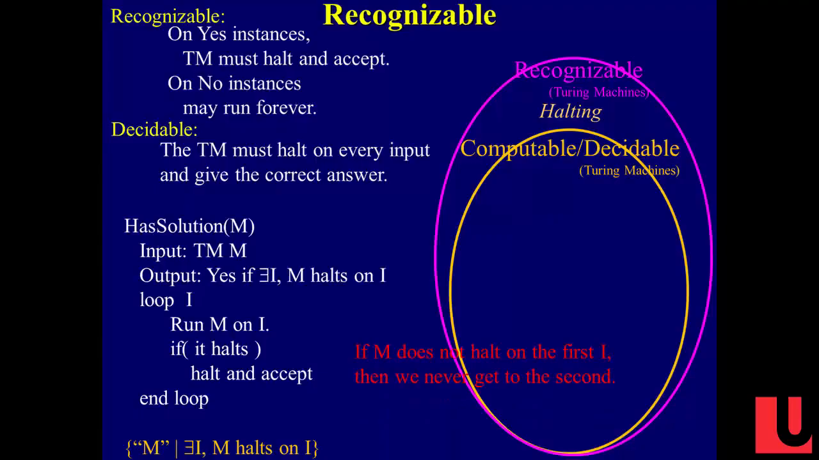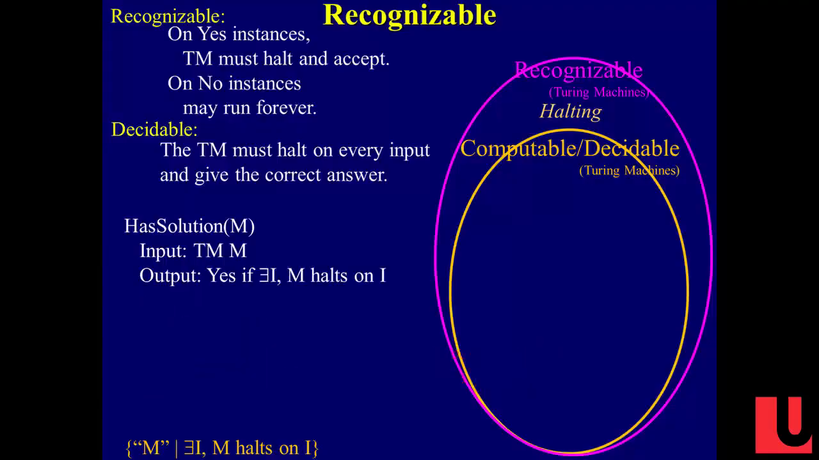All right. If on the first I it halts, then we accept. But if on the first I it doesn't halt, then we never get to the second I. So either way, actually, we never get to the second I. So anybody have a solution to this? We get into an oracle. We don't have an oracle. We want to do it all by ourselves.